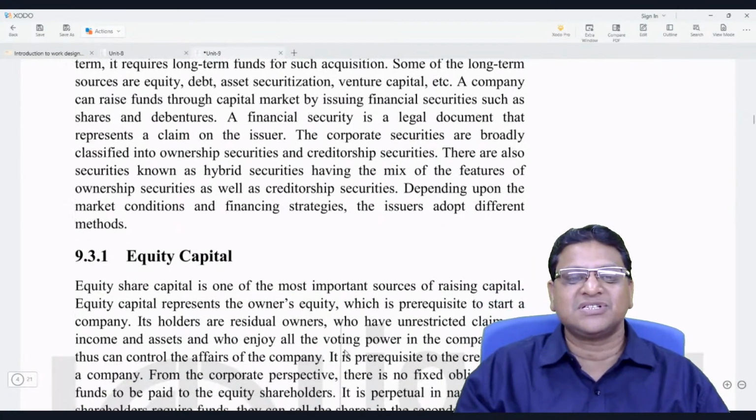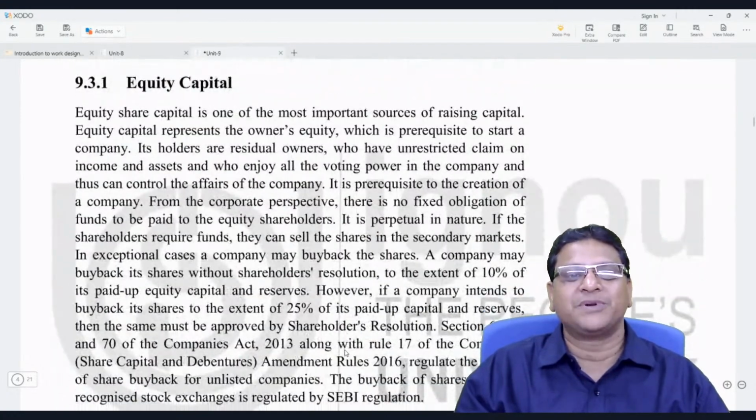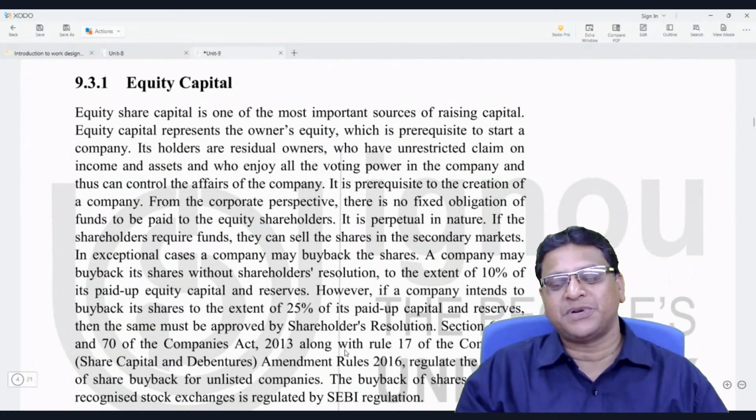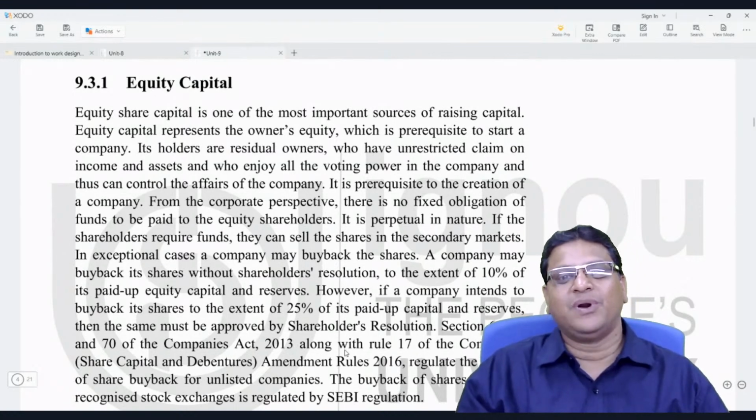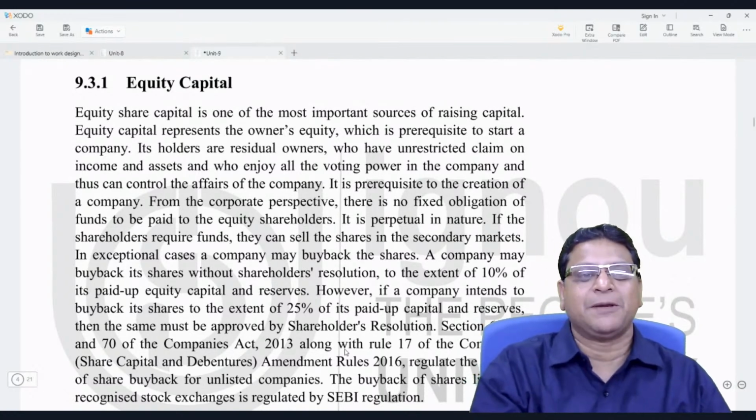And we'll discuss different sources of obtaining long-term finance. The first source of obtaining long-term finance is equity capital. What is equity capital? Equity capital क्या है? Equity capital is also known as ownership capital.